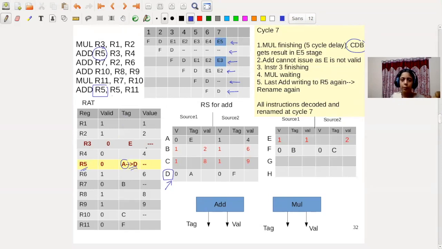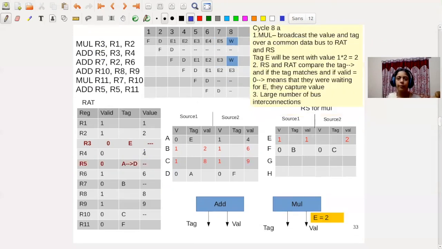So that is what is happening in cycle 7. At this point, all instructions have been decoded and renamed, so no more renaming is going to happen for this set of instructions. So cycle 8 is when a lot of important observations have to be made. We're going to break this cycle up into multiple slides because there are multiple instructions finishing operation, and we also want to explain why the CDB is connected to the RAT and why it is connected to the RS and so on. So let us first look at the multiply completing its write back.